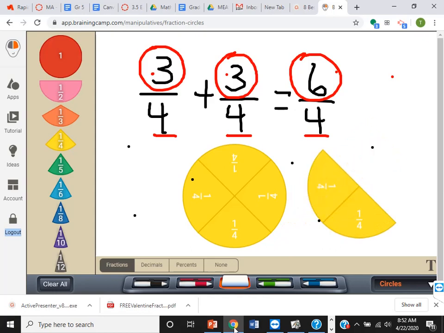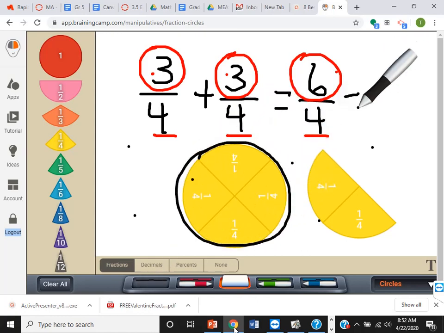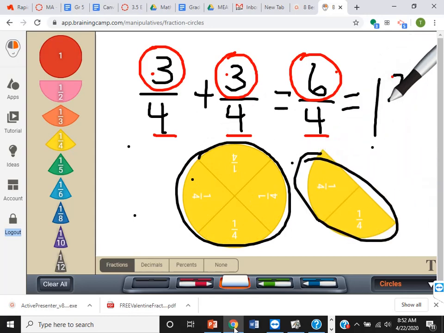Okay, what do you see? We see that we have one whole and 2/4 of another whole. So the sum of 3/4 plus 3/4 is equal to 6/4 as an improper fraction, or it could also be written as a mixed number, 1 and 2/4.